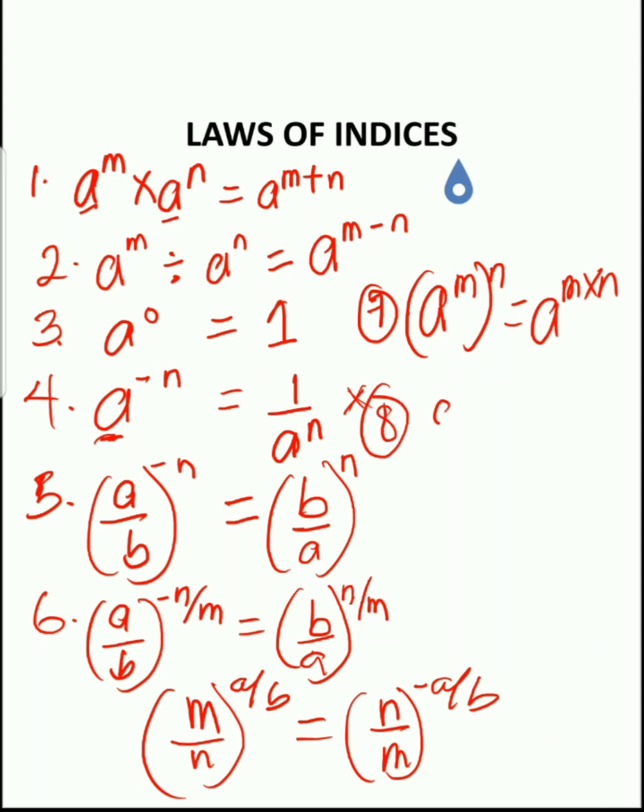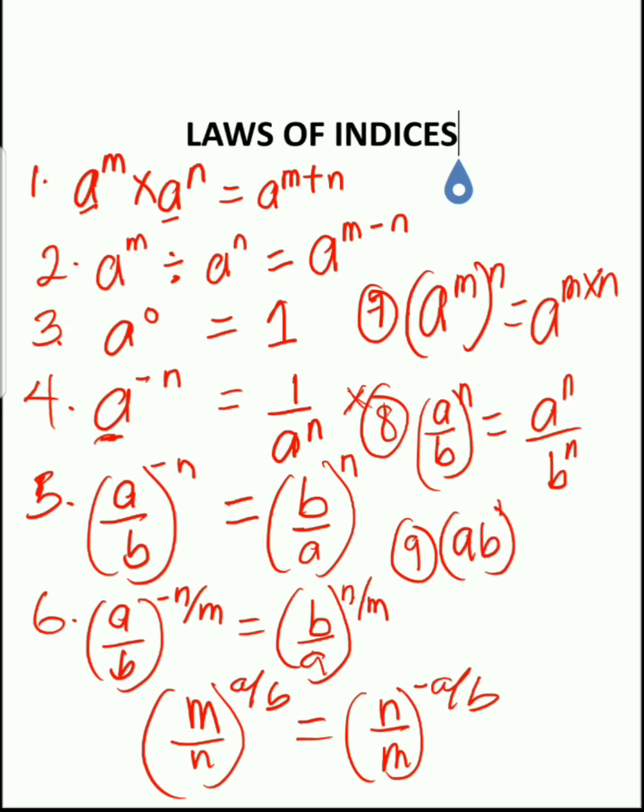Okay, to the next one. Let's talk about this law. (a over b) all raised to the power of n. When this is expanded, it becomes a raised to the power of n over b raised to the power of n. And so, the lookalike to this would be point 9, where I have (ab) all raised to the power of n, written as a raised to the power of n times b raised to the power of n. So, when we have the product of two expressions raised to a power, it can be expanded as each of the terms in the bracket raised to whatever the power is.